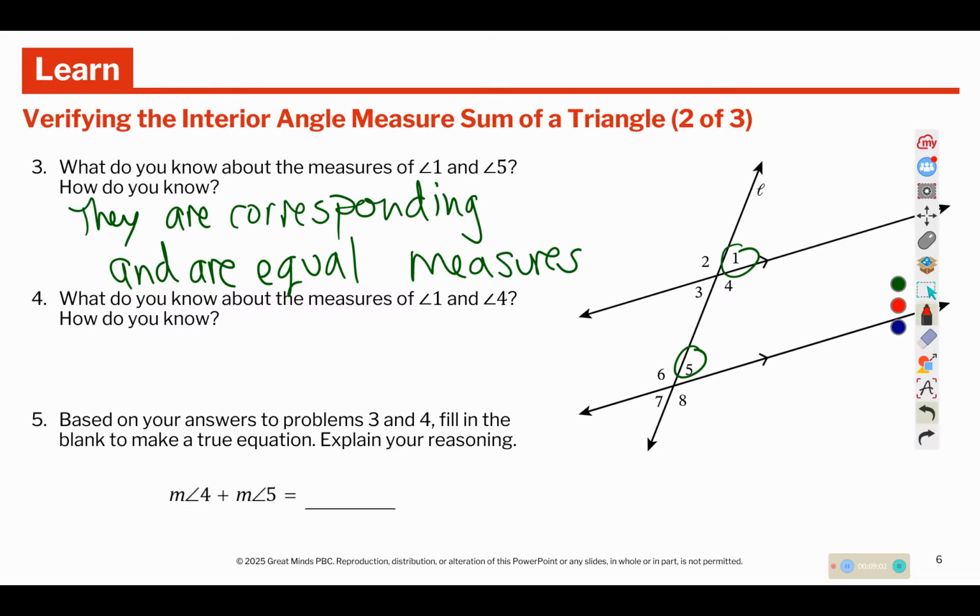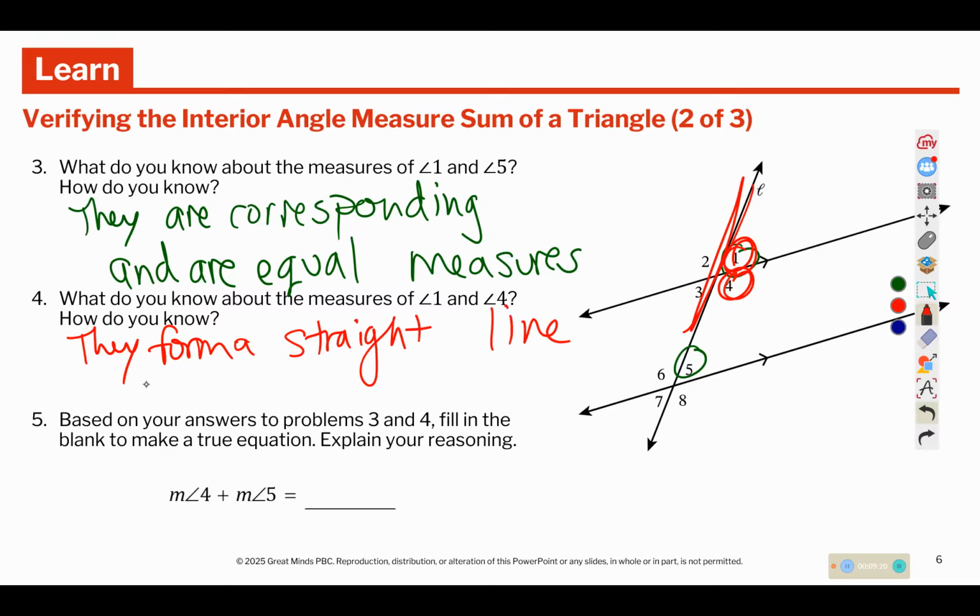What do you know about the measure of 1 and 4? Well, 1 and 4 make a straight line, so 1 and 4 add to 180 degrees. The measure of angle 1 plus the measure of angle 4 is equal to 180.